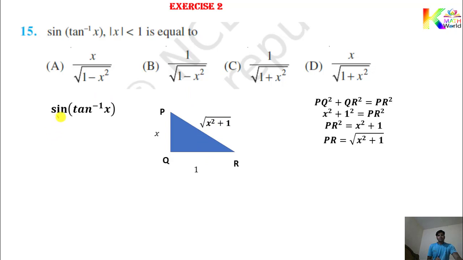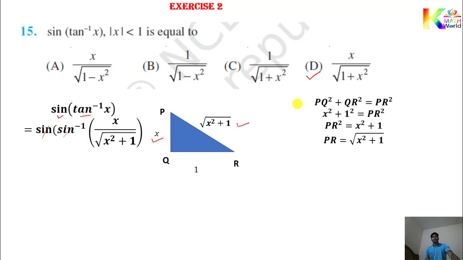Okay, outer function sine and inner function tan inverse. So write this value in terms of sine inverse. So sine it means opposite over hypotenuse. So we get sine of sine inverse of x over this one. So now both are inverse of each other. So we can put which answer? X over this one. It means final option. That will be your correct answer. Okay. So option D, that is your answer.